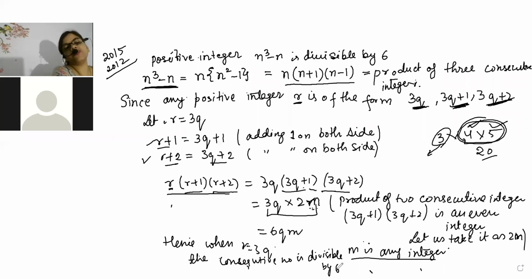Okay beta. Now what we are going to do this time, we have taken r as any positive integer. This time we are going to take r as 3q plus 1. The first case was when we took r is equal to 3q. Now we will be discussing two more cases and prove from them also that the product of r and its consecutive numbers is divisible by 6.